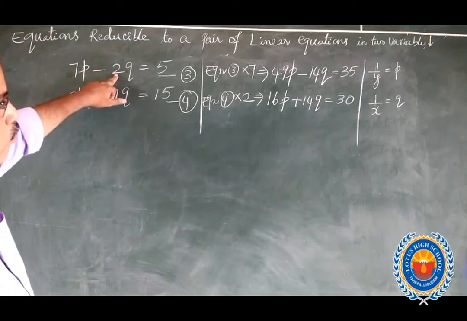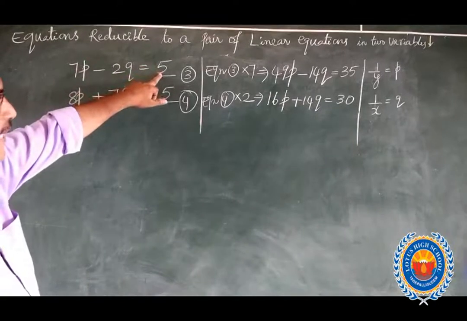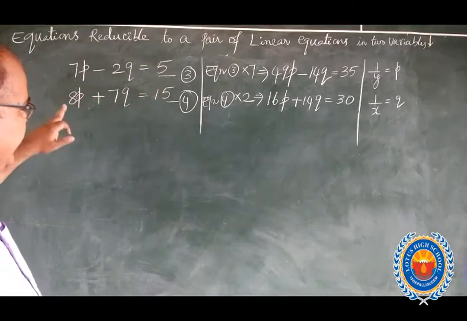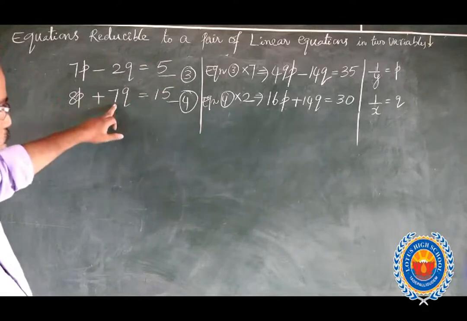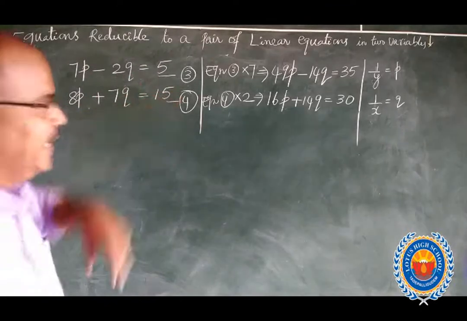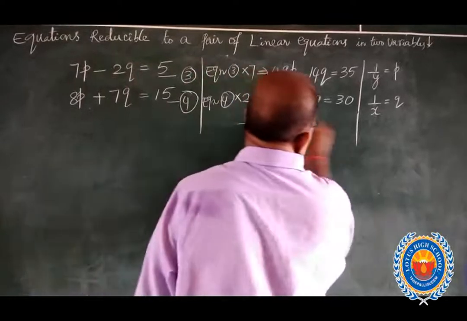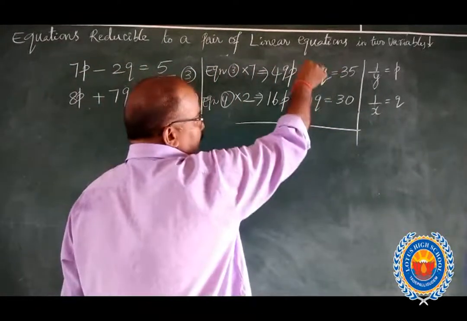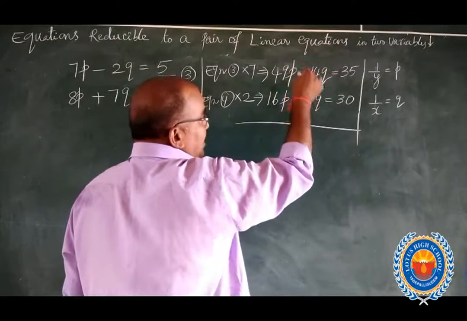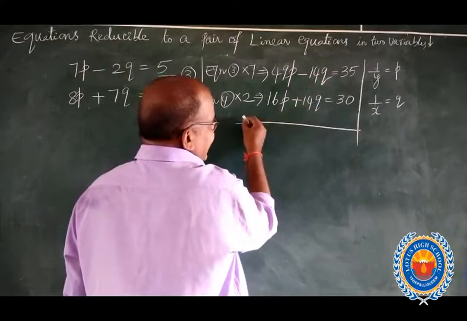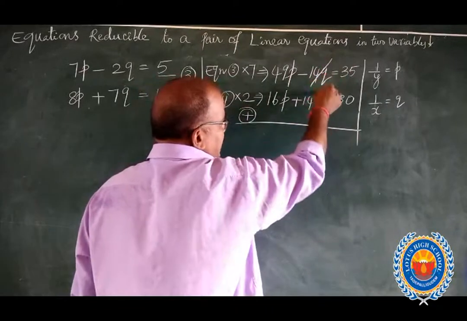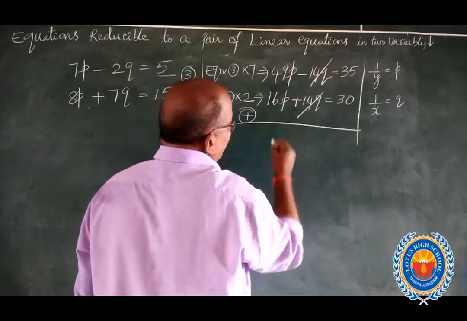7 2s are 14, 7 5s are 35. 2 7s are 14, 2 8s are 16, 2 15s are 30. Now I am going to eliminate q: here 14q, here minus 14q, so that I can add. Automatically minus 14q and plus 14q will be cancelled, 0.